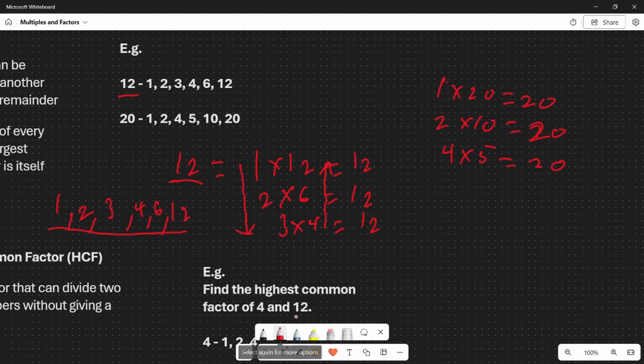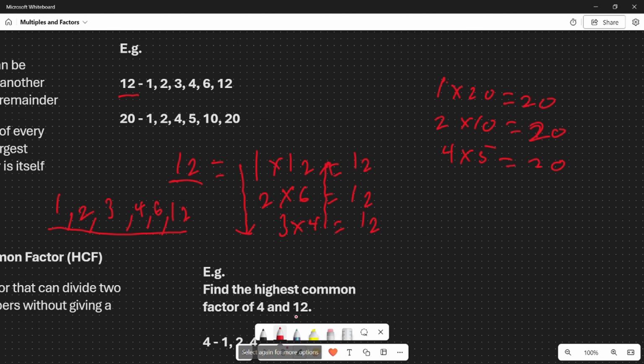So what they want you to do is that just like the lowest common multiple, there are two methods to solving this. First is stating out the factors of both numbers. So in this case, the factors of 4 are 1, 2, and 4. And the factors of 12 are 1, 2, 3, 4, 6, and 12.